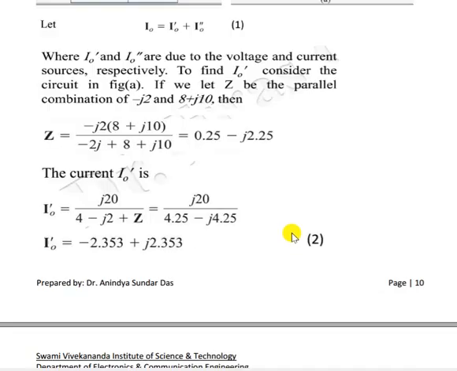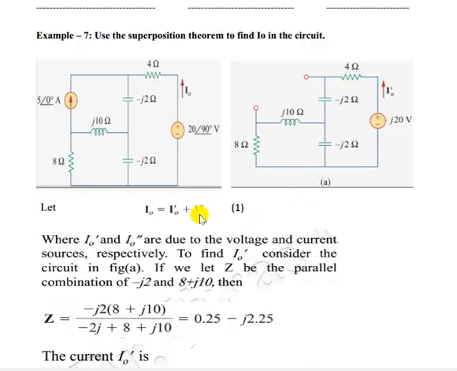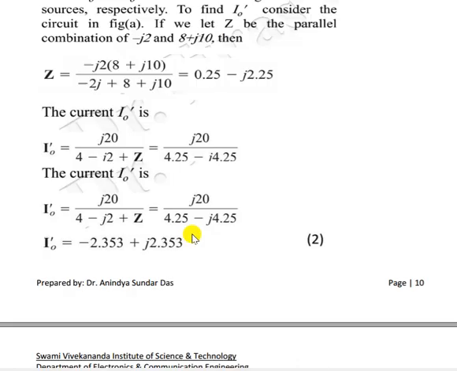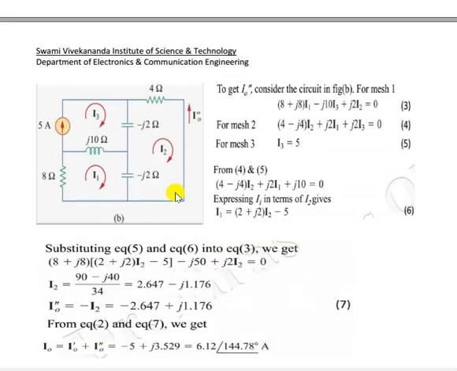Now what you have to do? For I0 double prime, that is the current flowing through this current source, the other voltage source you have to make zero. That means you have to short circuit that. So this is the circuit, short circuiting, and there is a current flow.